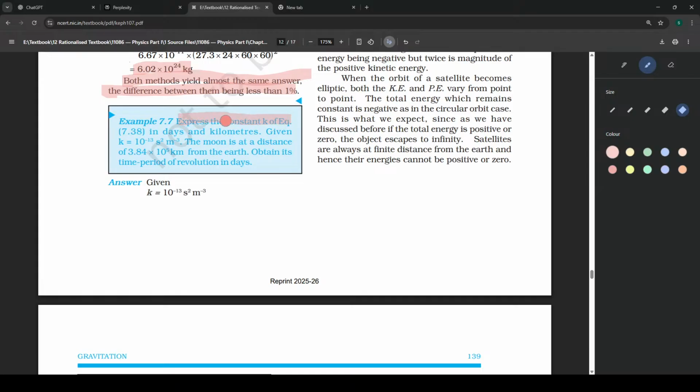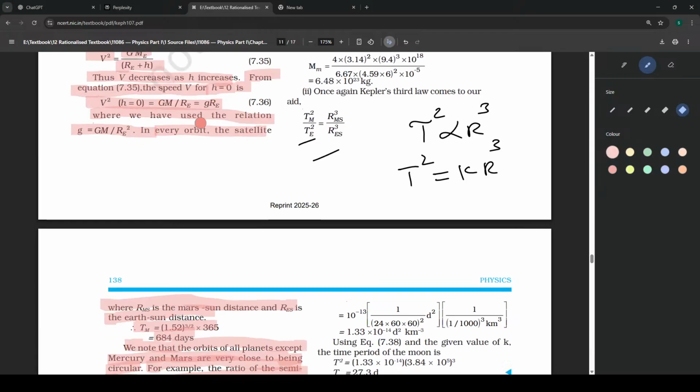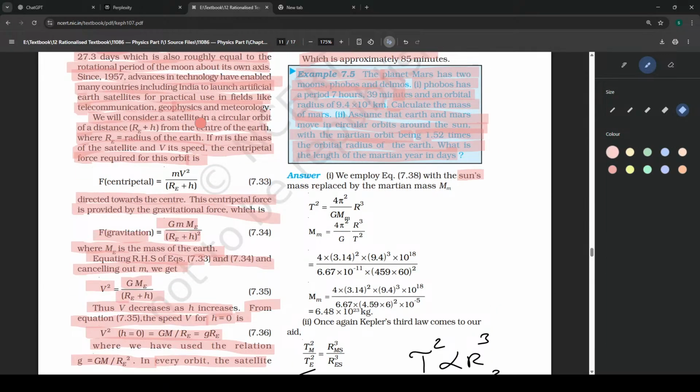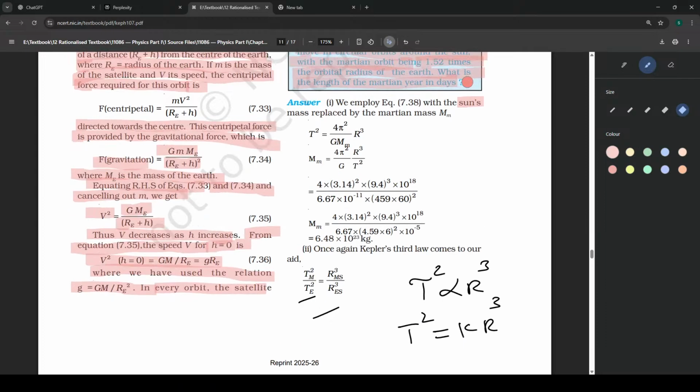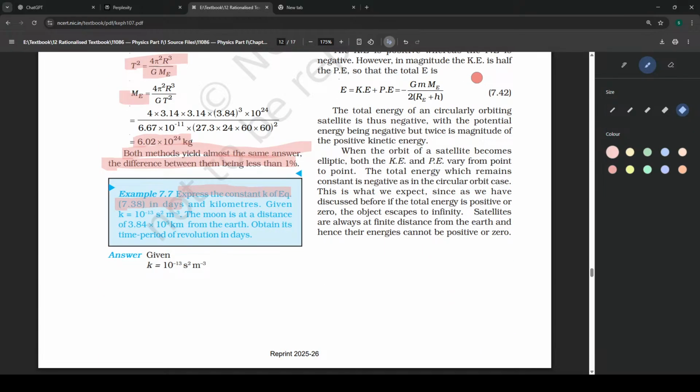Express the constant k of equation 7.38, this value here, k equals 4 pi square by G ME, in days and kilometers. Given k equals 10 power minus 13 second square per meter cube. The moon is at a distance of 3.84 into 10 power 5 kilometers from the Earth. Obtain its time period of revolution in days.